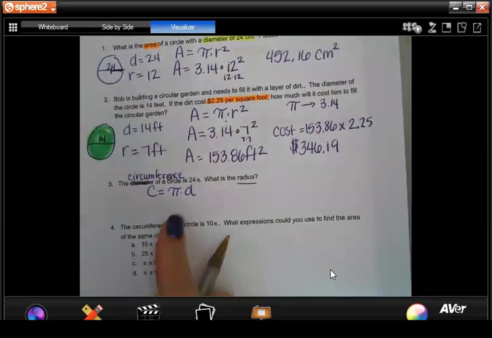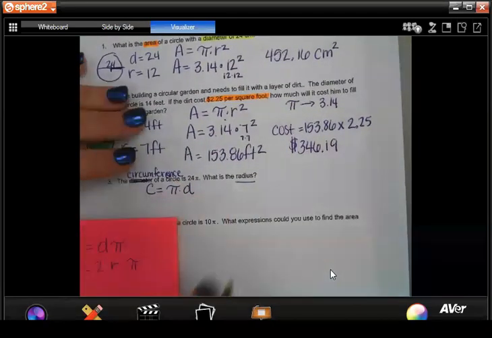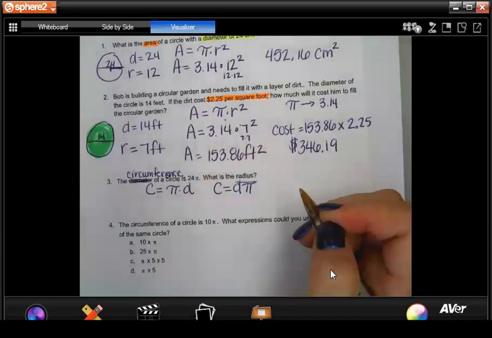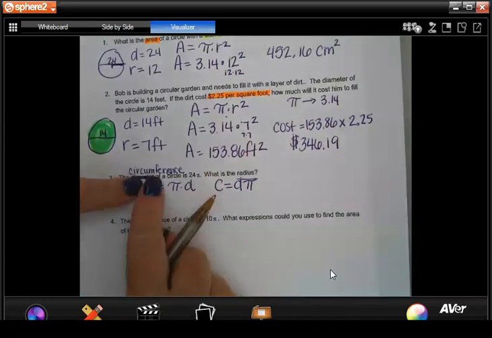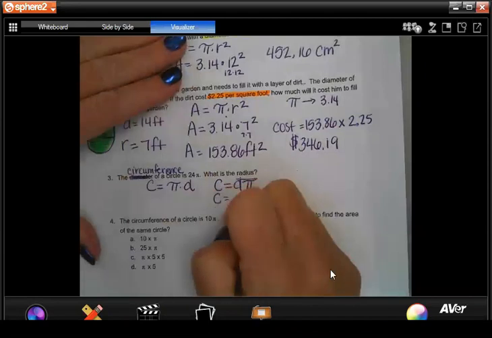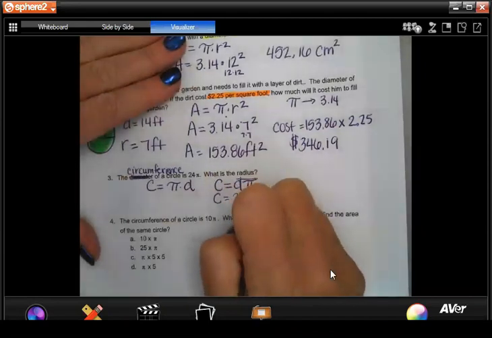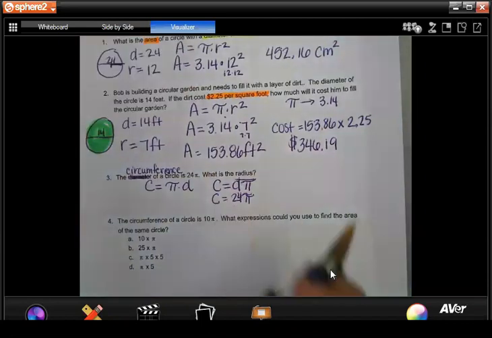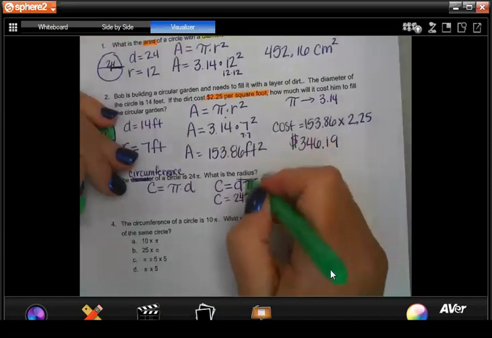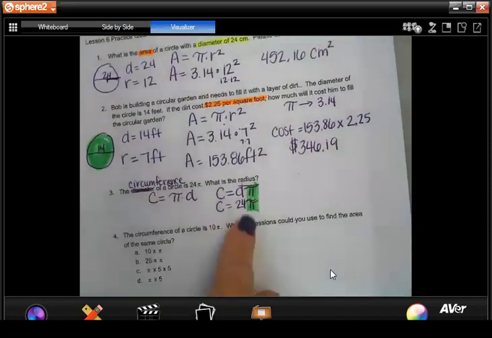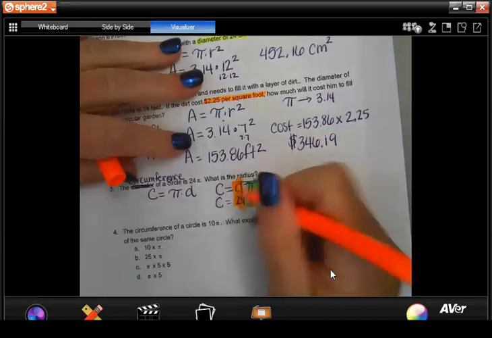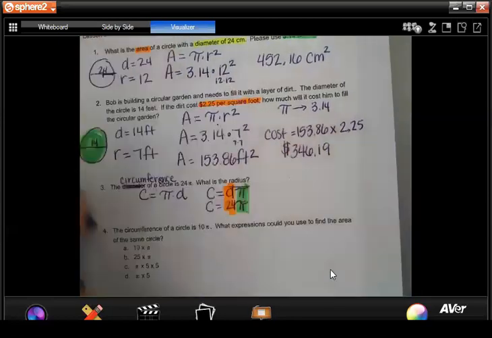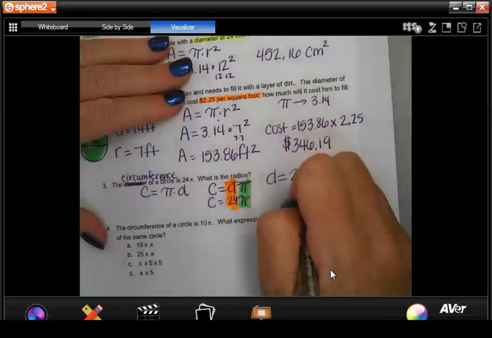Or what we talked about, remember? Okay, you can write it like this too. So circumference could also be diameter times pi. So watch, if they give me the circumference of my circle is 24 pi. Here's pi. This number in front of it is where my D is at. So that means my diameter for this circle is 24.